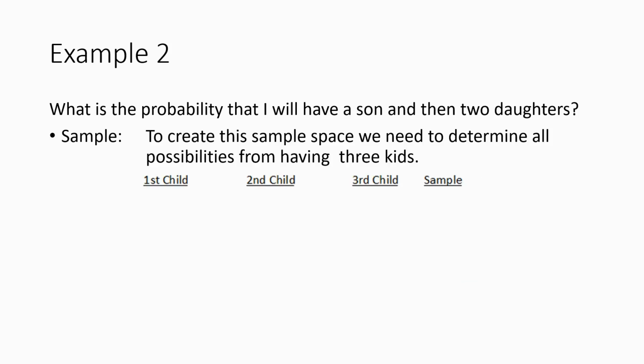Now let's look at our second example. What is the probability of having a son followed by 2 daughters? In this case, I have 3 children, right? First, second, third child. My oldest is a boy, and my next 2 are girls. So how do we determine the probability of this specific birth order? And it's really important to recognize that birth order is specified here. It's a boy and then 2 girls.